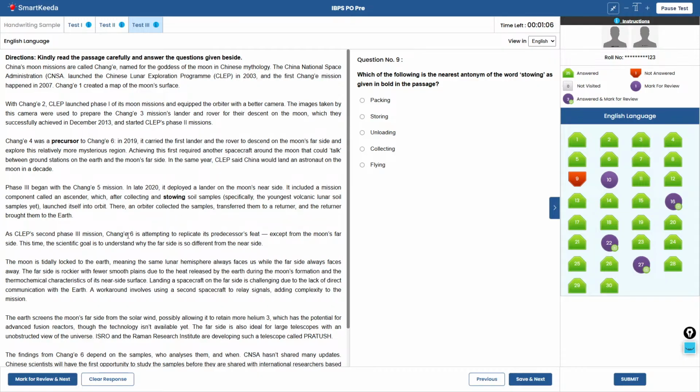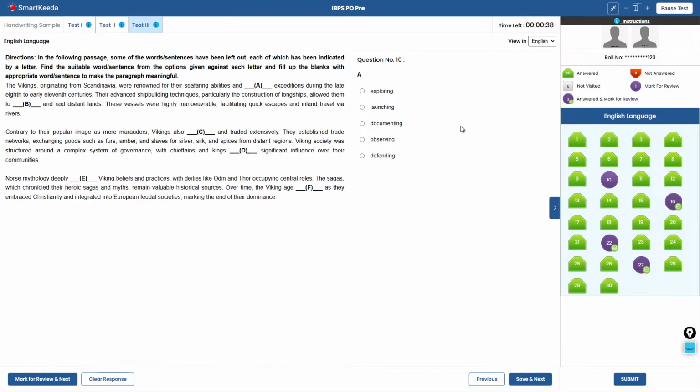Stowing, right? Collecting and stowing soil samples. Stowing, packing, collecting and packing, collecting and storing. The mission component called something, which after collecting and storing soil samples, launched. For the A, Vikings originating from somewhere were renowned for their seafaring abilities and expeditions during and launching expedition.